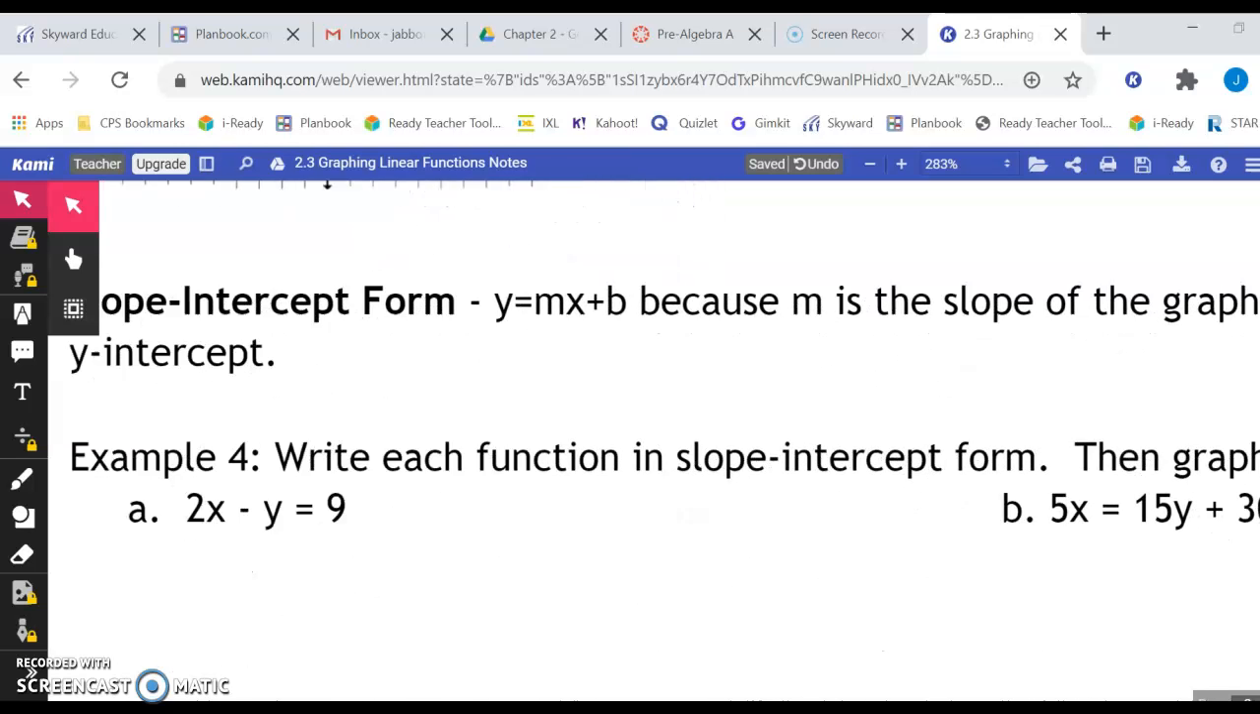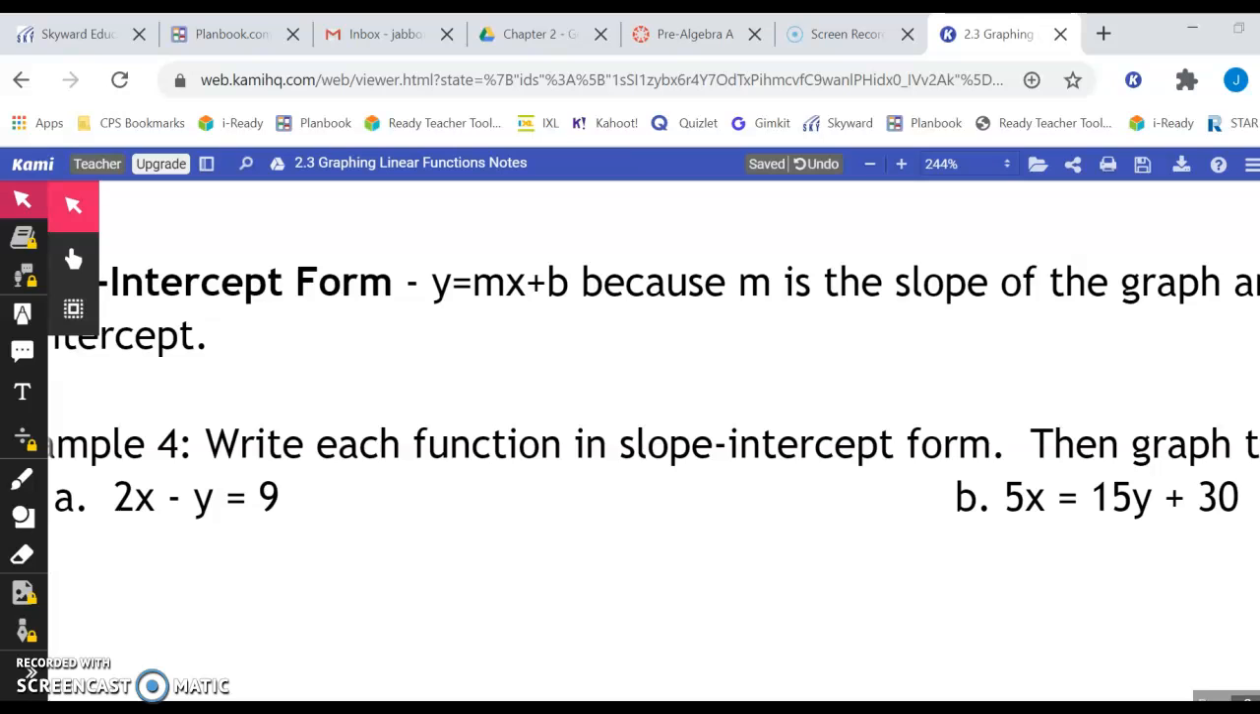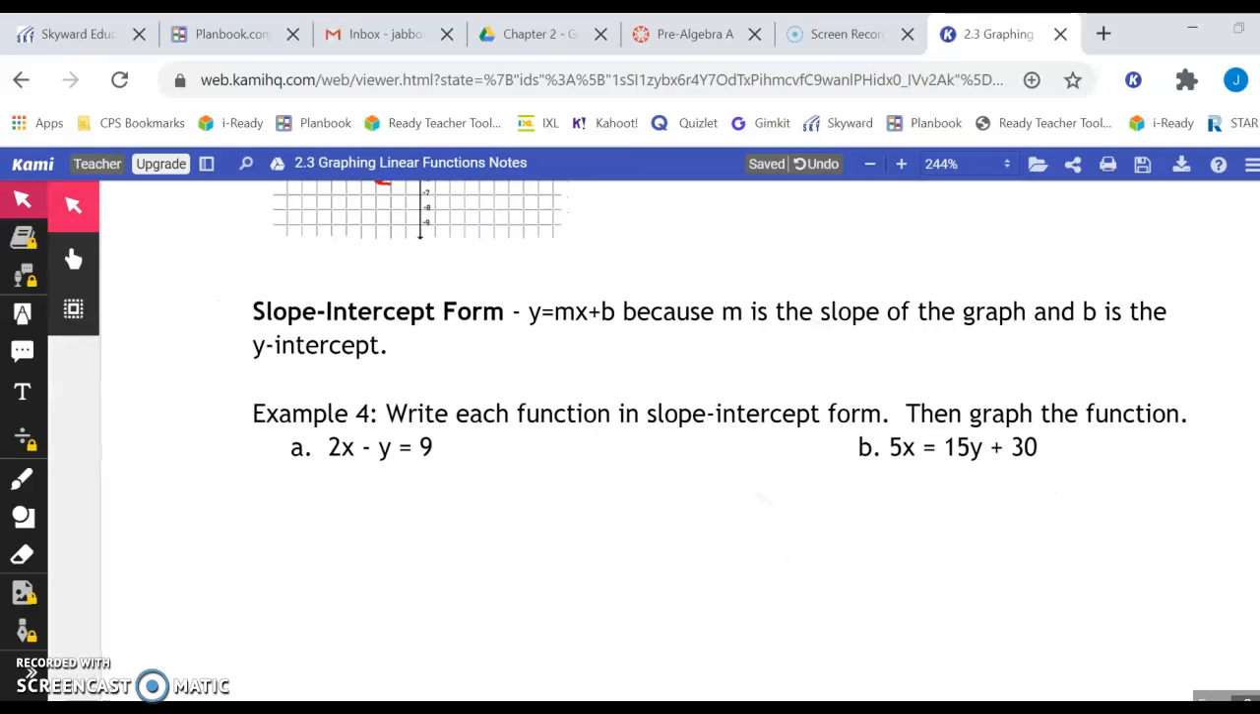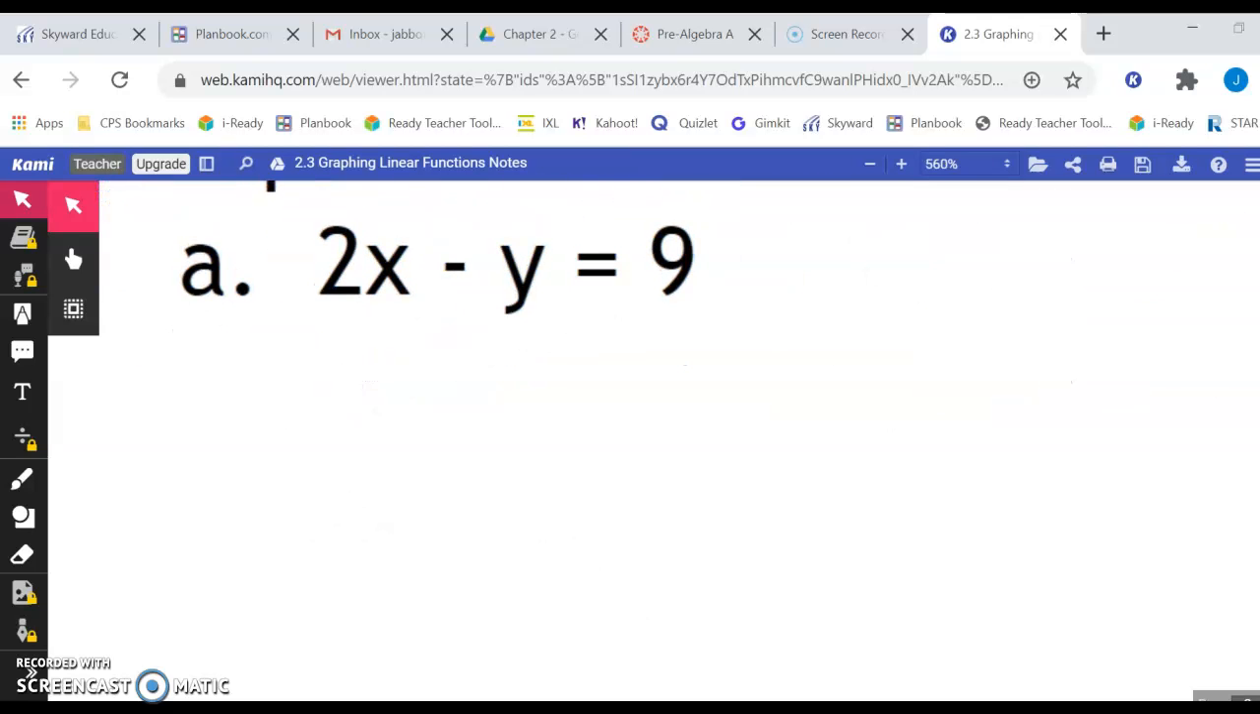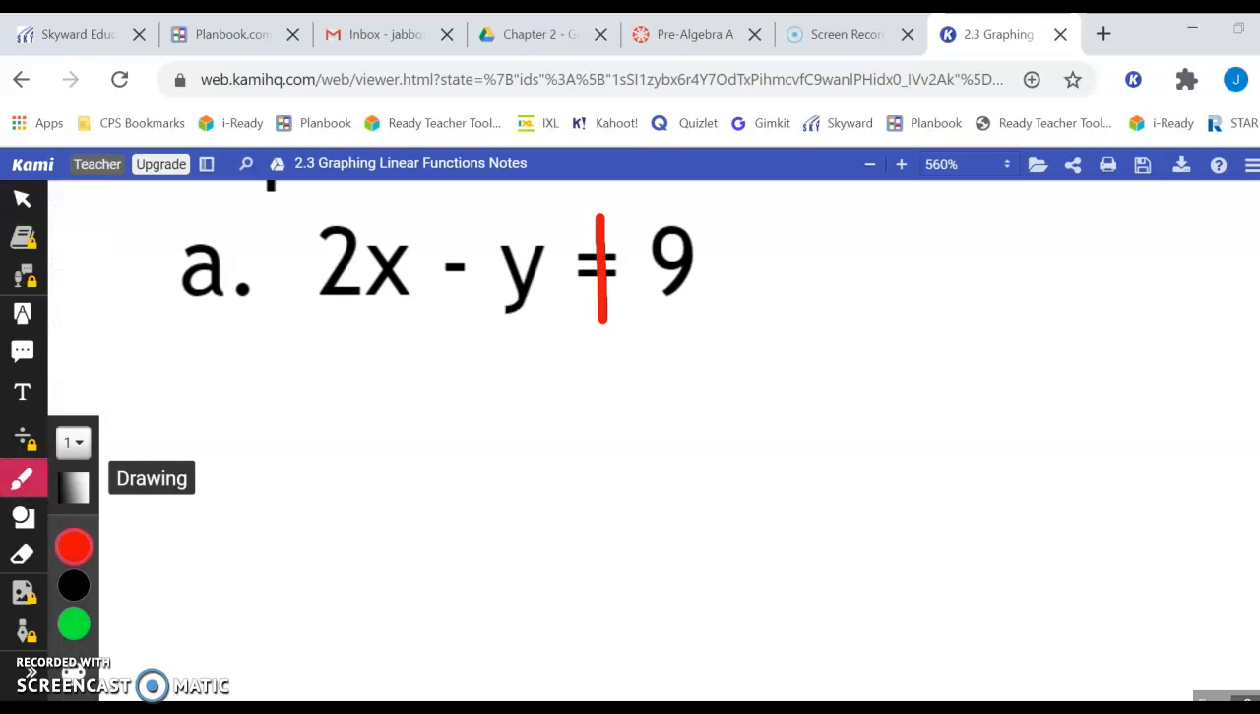Slope-intercept form is y equals mx plus b, because m is the slope and b is the y-intercept. So we know what the slope is, we know what the y-intercept is right away from looking at that equation. That's why it's called the slope-intercept form. For example 4, we have to write each function in that form and then graph our function. So basically what we have to do is solve for y.